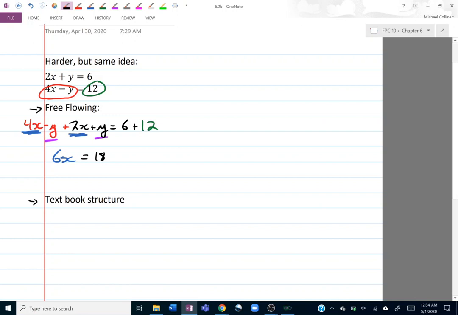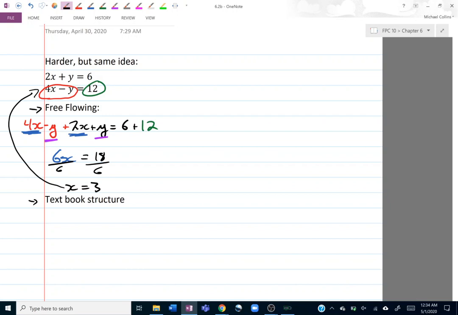I can then divide both sides by 6, and I end up with x equal to 3. And I have half of my solution to my linear system again. I can then take this x equal to 3 and plug it into either one of those. Notice how now, if you were paying attention to the last one, there was an easy option. Now there's not really an easy option. They are both exactly the same.